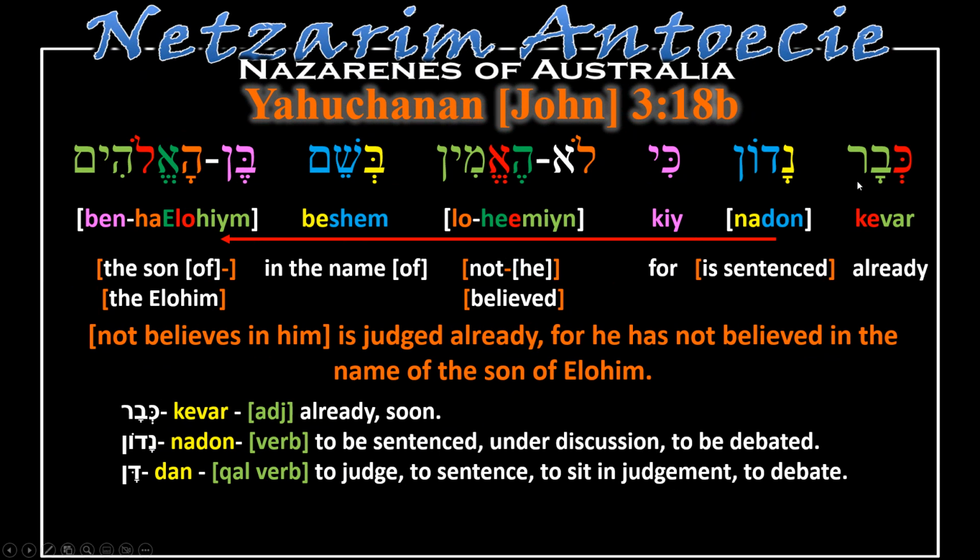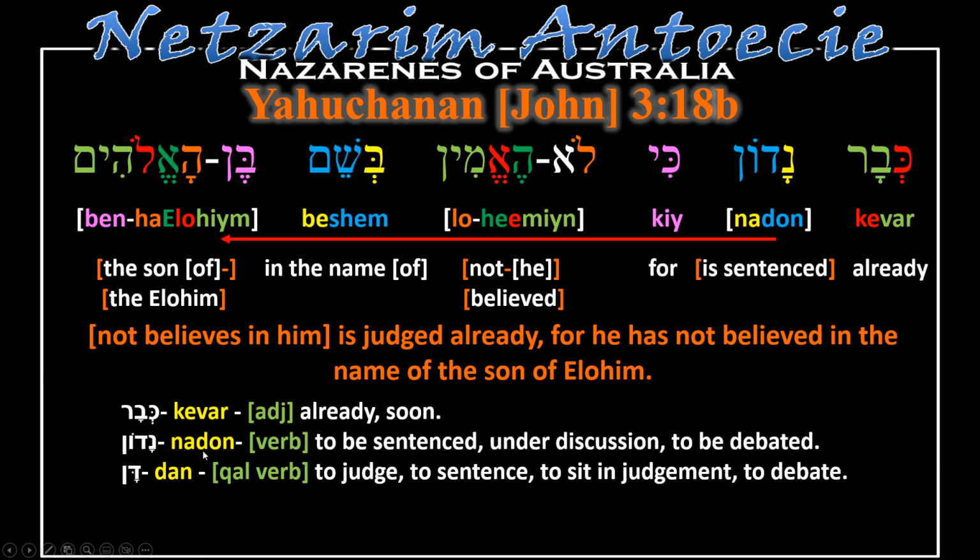Part B, we have a kaf, vayet, resh, nun, dalet, vav, nun sofit. Kaf, yod, lamed, aleph, hey, aleph, mem, yod, nun sofit. Bayet, shin, mem, safit, bayet, nun, safit, hey, aleph, lamed, hey, yod, mem, safit. And it is kevar, means already. So if we look down there, kevar is an adjective, meaning already or soon. So already, nadon, is sentenced.